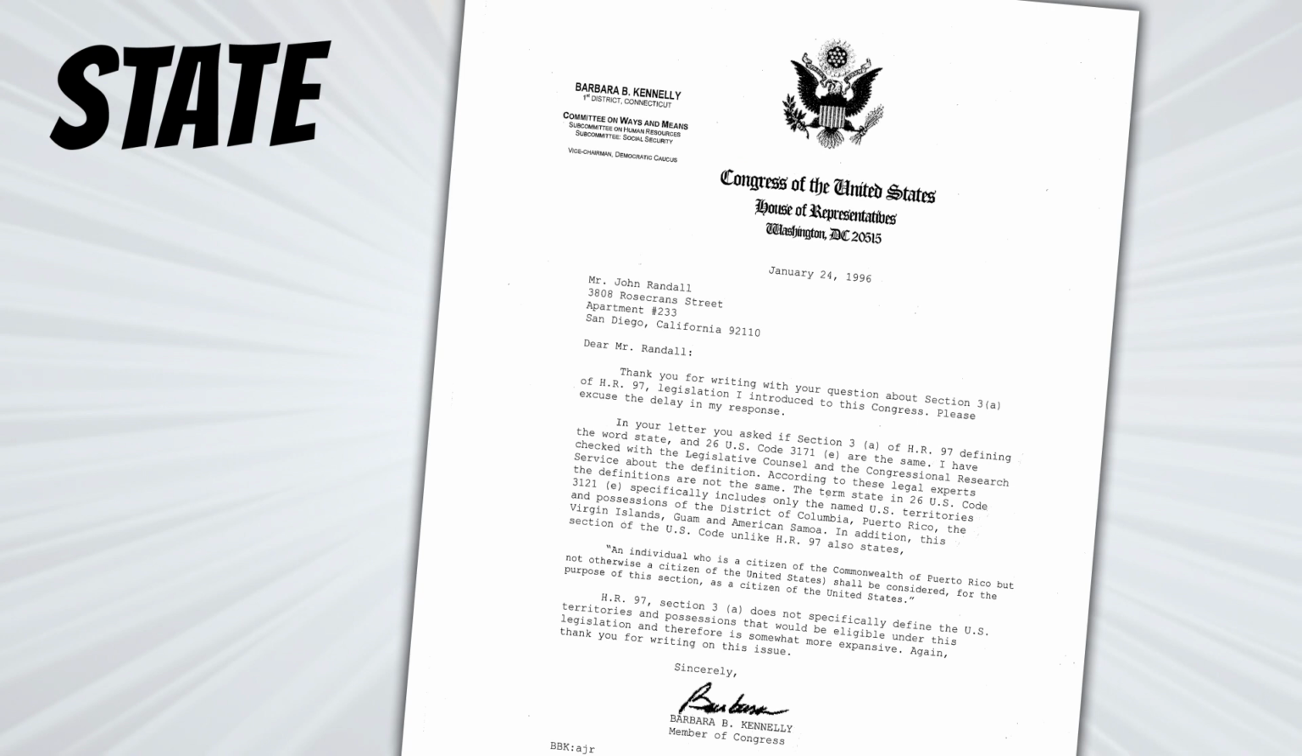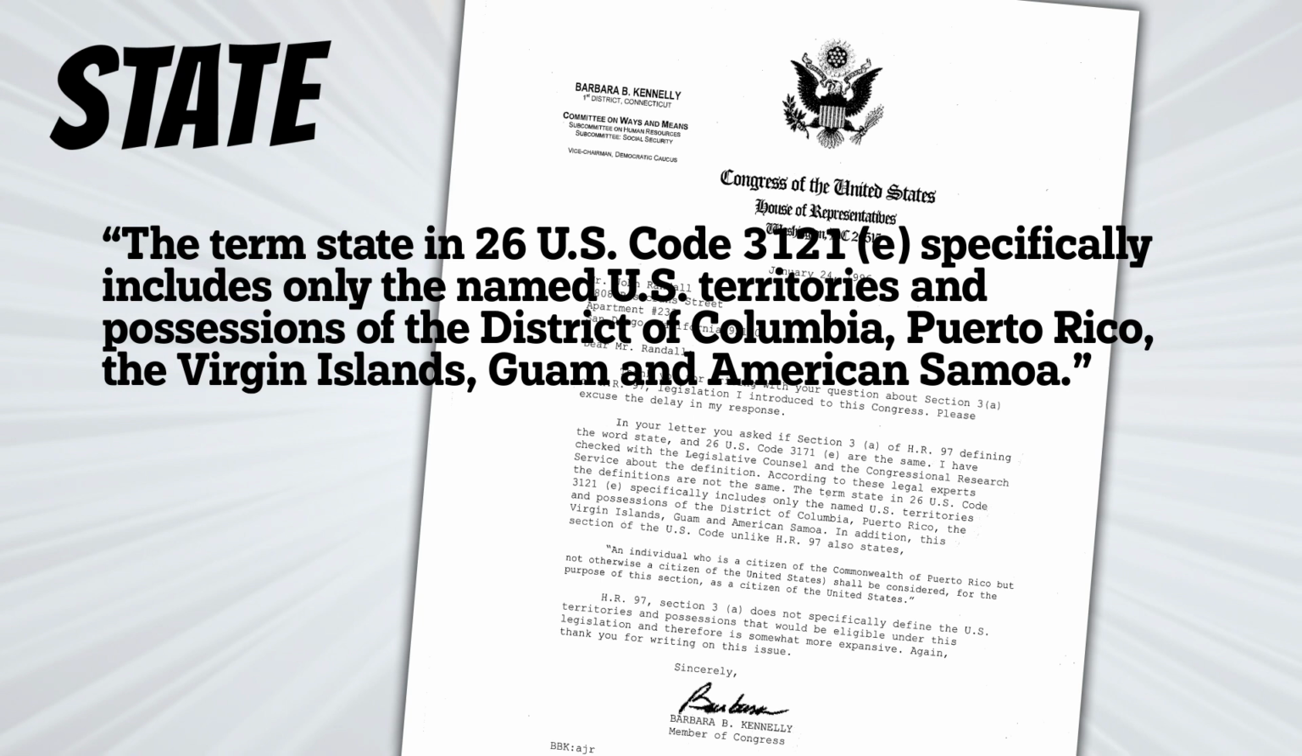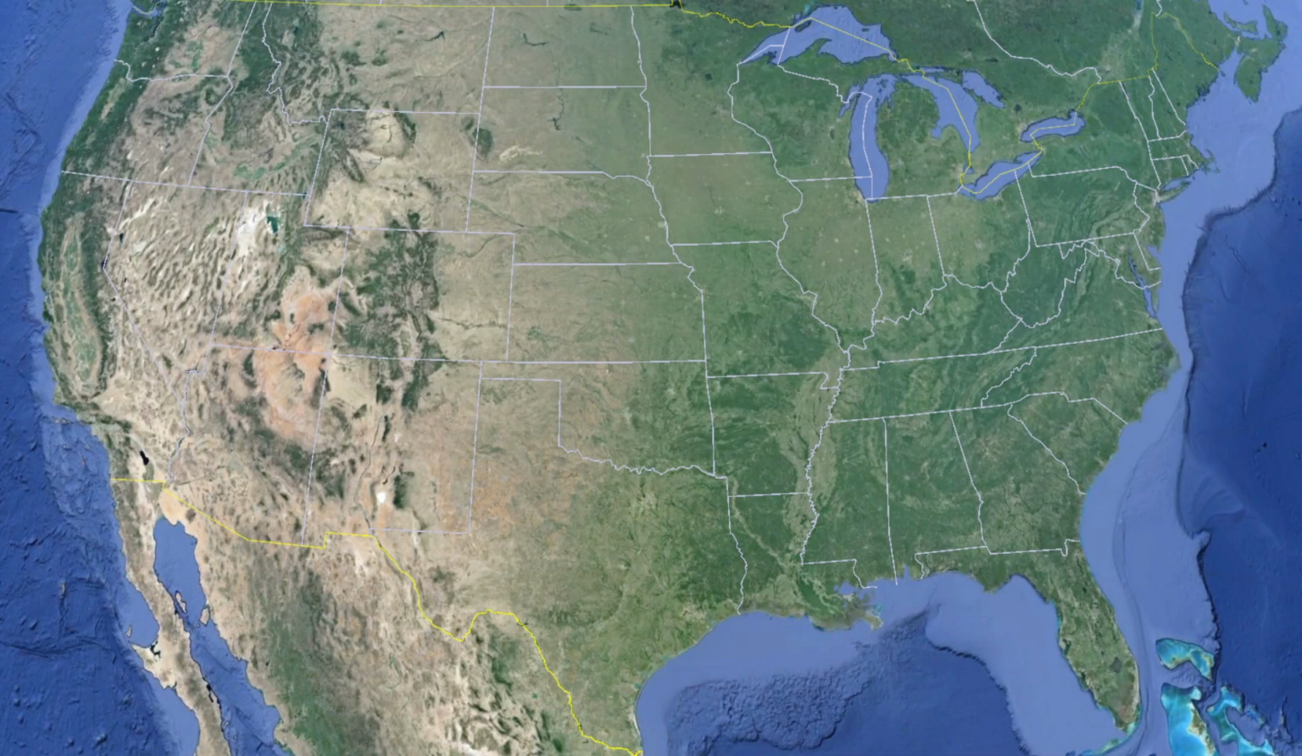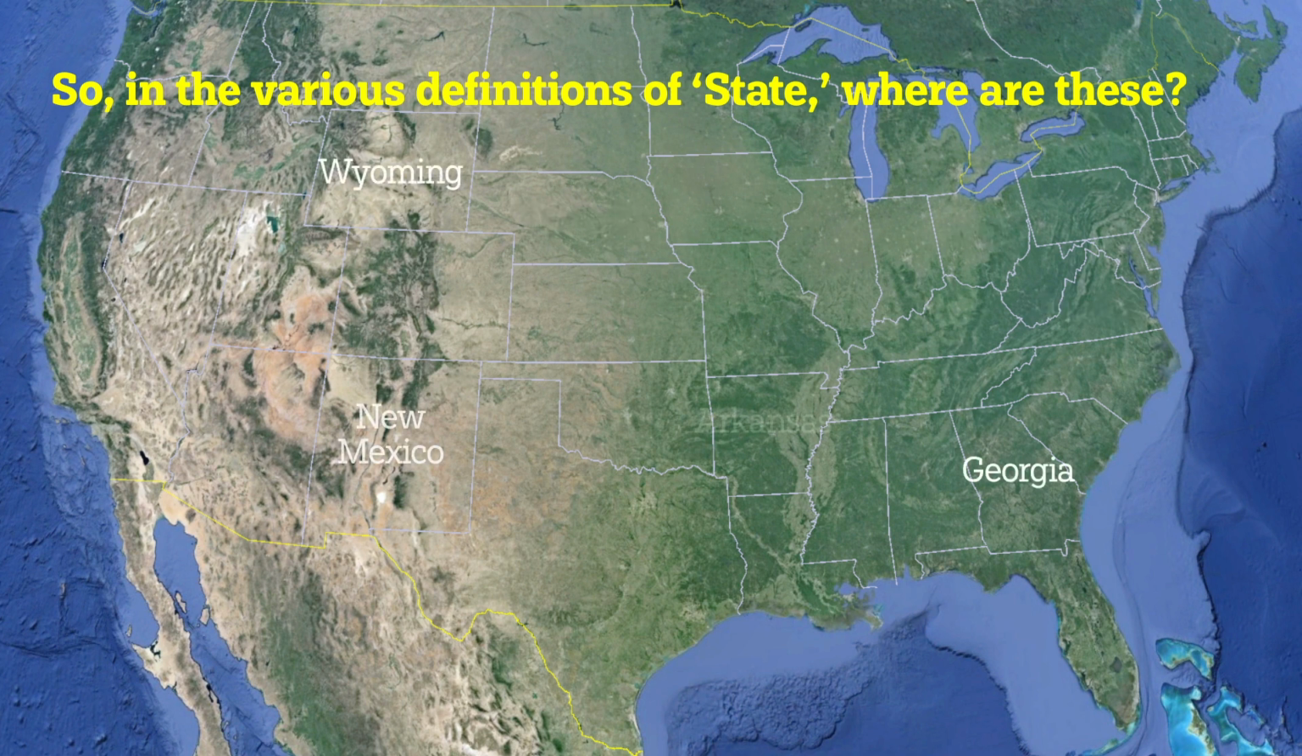Perhaps most clearly stated was a letter from U.S. Representative Barbara Kennelly in 1996 to an American where she stated, "The term state in 26 U.S. Code 3121(e) specifically includes only the named U.S. territories and possessions of the District of Columbia, Puerto Rico, the Virgin Islands, Guam, and American Samoa." Title 26 is, of course, the Internal Revenue Code. Nowhere in these definitions does it mention the 50 states of the Union.